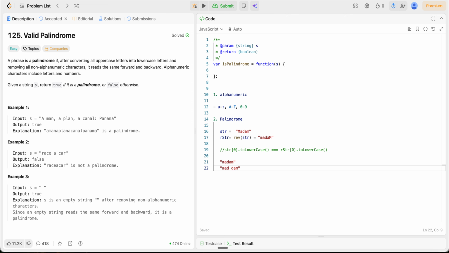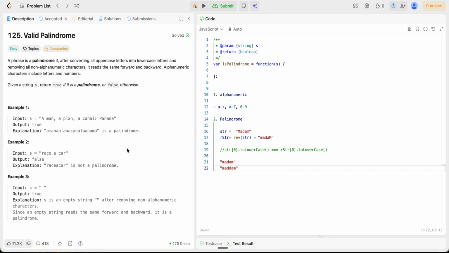Let's say, for example, this is a 6-letter word, and if I iterate from the back to the halfway point, and I also iterate from the left to the halfway point, then all the characters will be the same. If they are the same, then we can say it is a palindrome. That is one thing which we can understand. So this can be done using two pointers, which we will discuss.